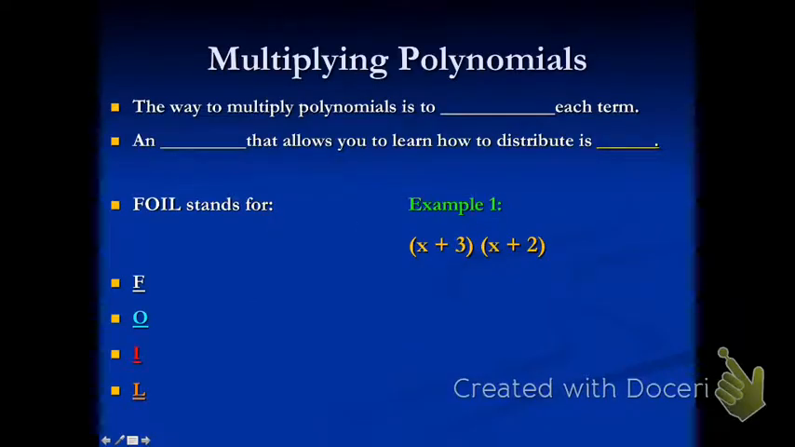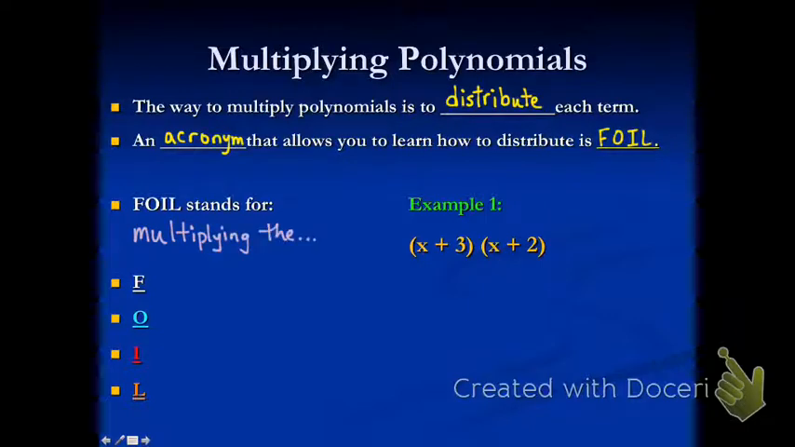When you multiply polynomials, the way to multiply polynomials is to distribute each term. An acronym that allows you to learn how to distribute is FOIL. FOIL stands for multiplying the first terms, outer terms, inner terms, and last terms. So that's what FOIL is.